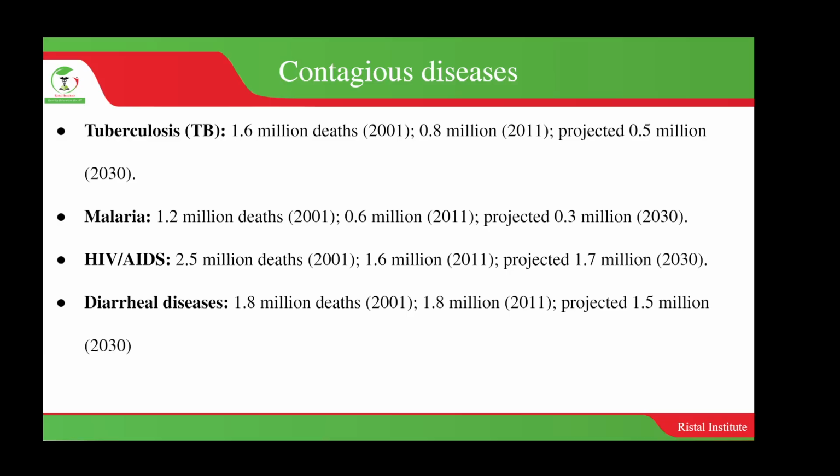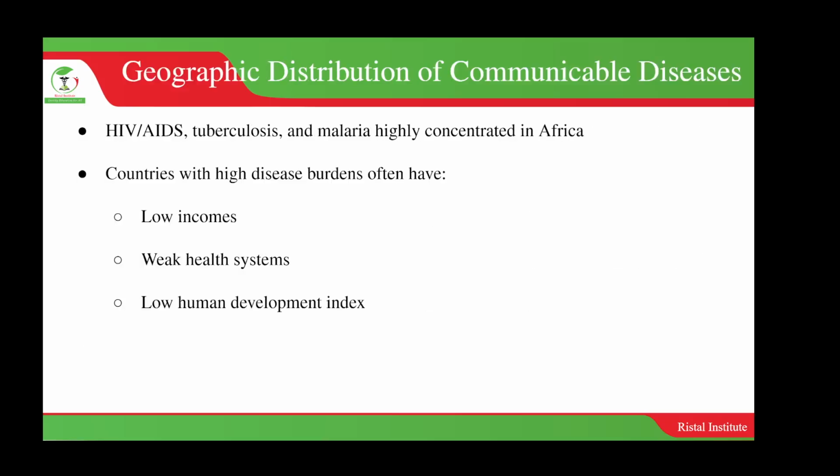TB, you can see it is 1.6 million by 2001, and by 2030 the deaths are projected to be 500,000. And then malaria, you can see that though there is continuous improvement for all these diseases, the deaths are still significantly high, especially given the advancement we have in prevention, technology, and medical care. So you can see that HIV, AIDS, tuberculosis, and malaria highly affect individuals living in Africa.